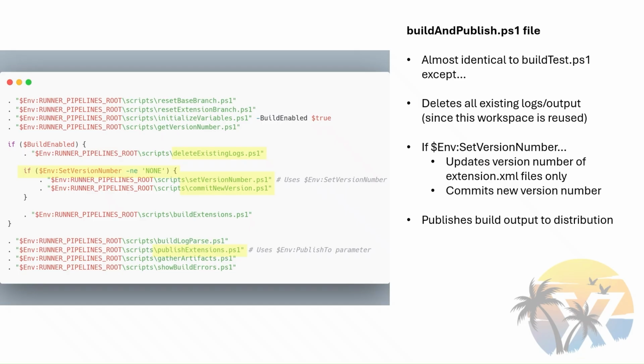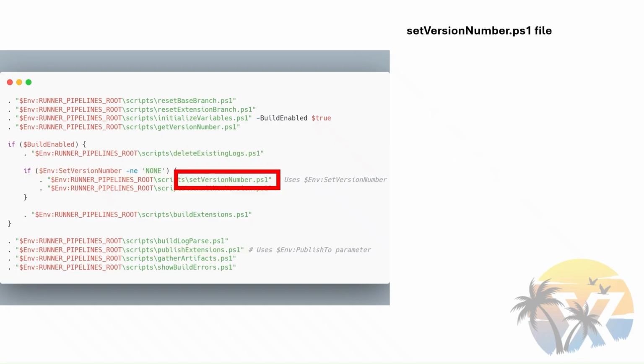So here we have a separate script called set version number. And then we have another one called commit new version. And then we have one final script at the bottom, highlighted, called publish extensions, which actually takes the build and then uploads it and or publishes it. So let's look at what's happening with the set version number.